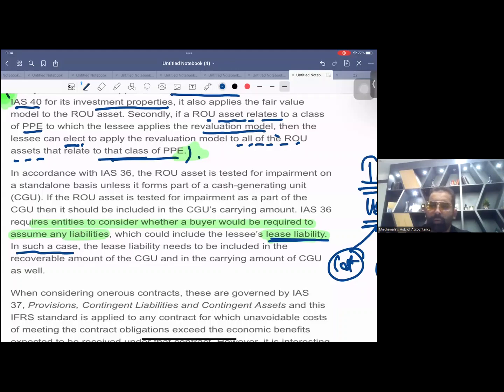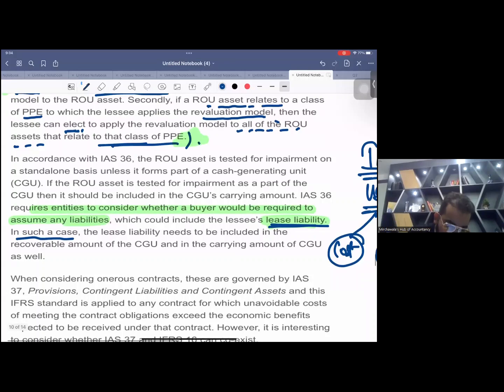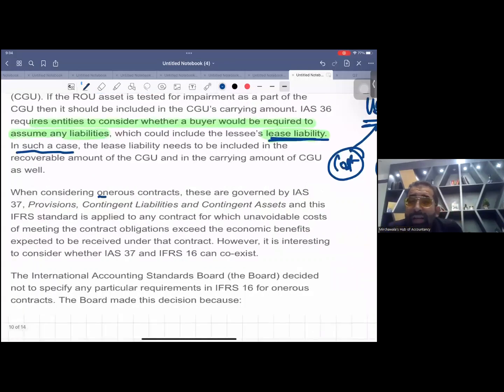Now, one very interesting issue which I have to discuss. This was just a discussion to come to that point. I hope you all remember the onerous contract. I have taught this onerous contract in the class. We teach it in F7, FR level, SBR level, ICAEW level. All levels we teach onerous contract.